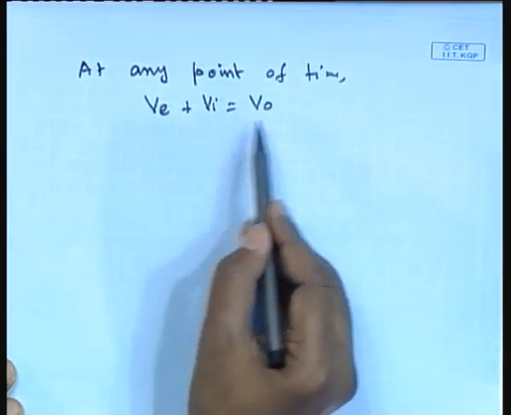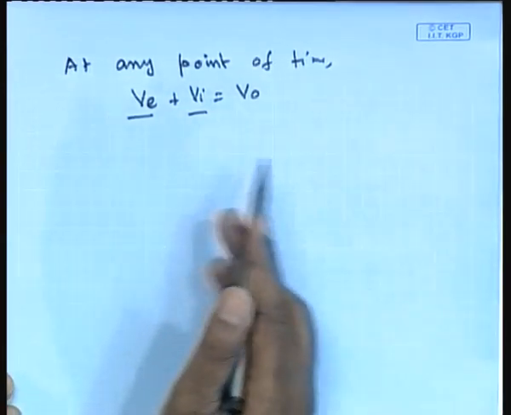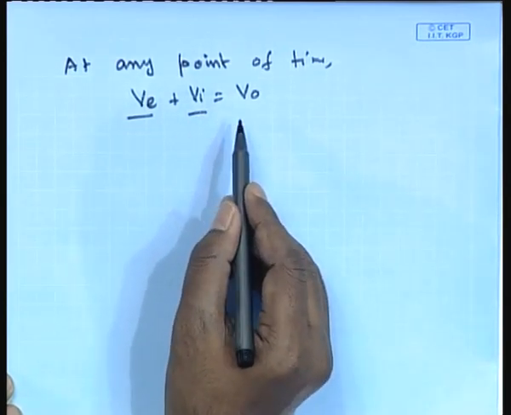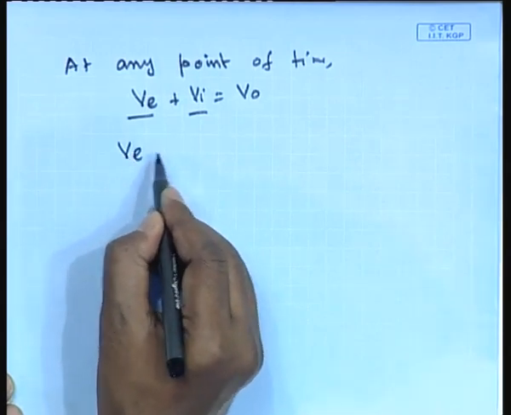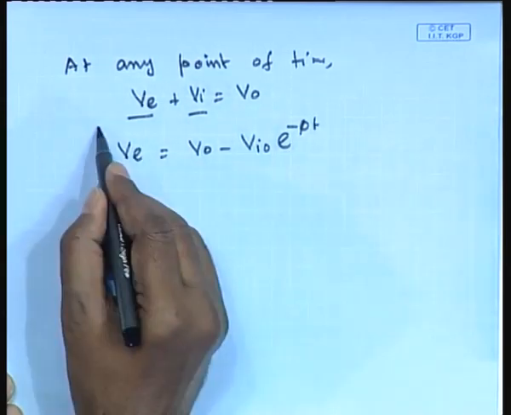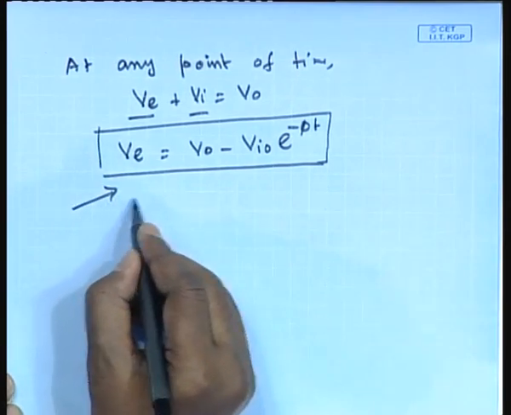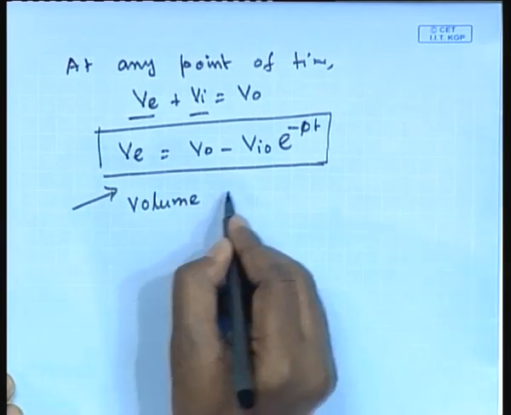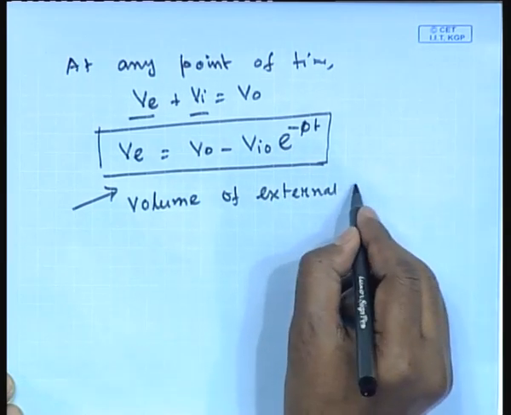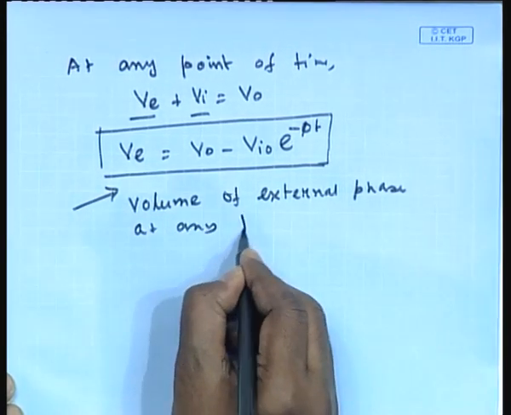The total volume is comprised of two things: one is the external phase volume, and one is the internal phase volume. Now, you can combine these: Vi is equal to Vi naught e to the power minus phi t, and Ve can be expressed as V naught minus Vi naught e to the power minus phi t. So, this expression gives you the volume of the external phase at any point of time.